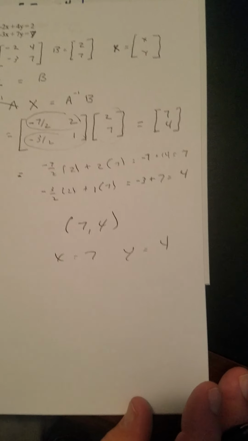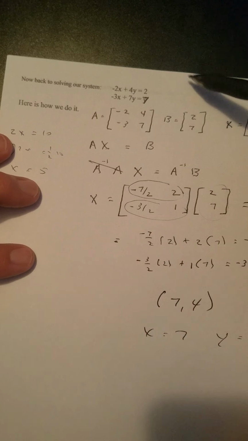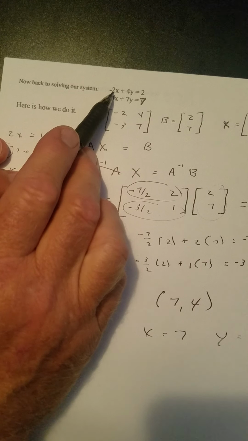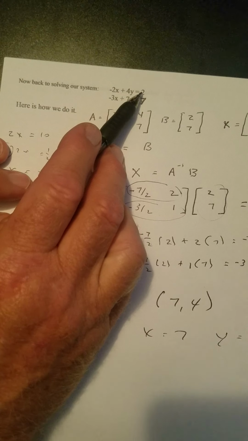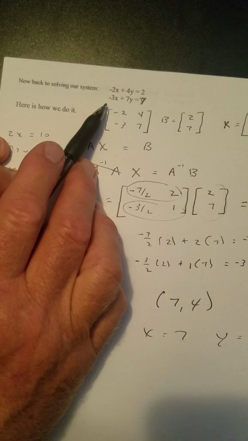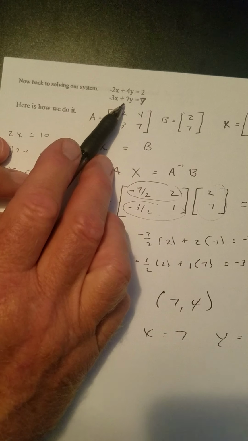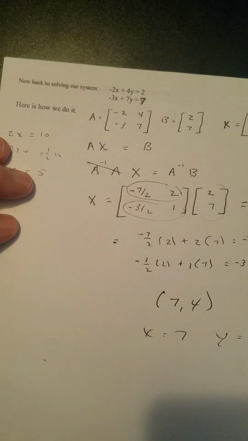And if you plug those back into my original equations up here, if I take the 7, 4 and plug it back in here, negative 2 times 7 is negative 14. 4 times 4 is 16. Negative 14 plus 16 is 2. If I go down here and take negative 3 times 7, that's negative 21. And 7 times 4 is 28. Negative 21 plus 28 is 7. So it checks. So my answer is 7, comma 4.